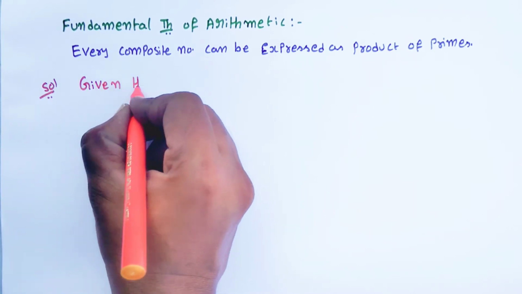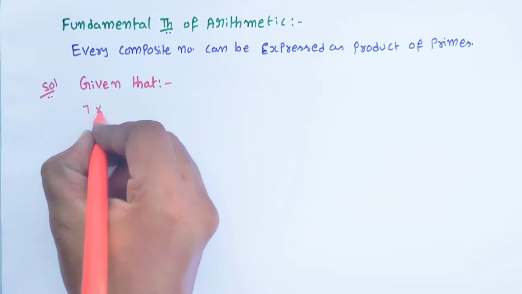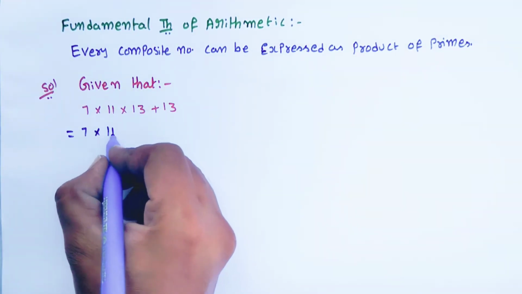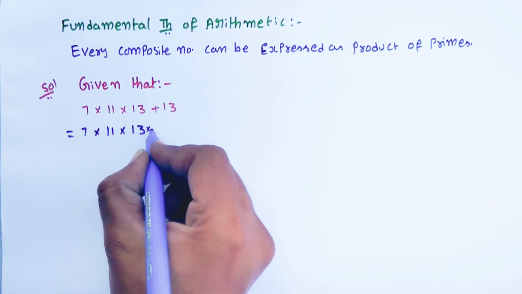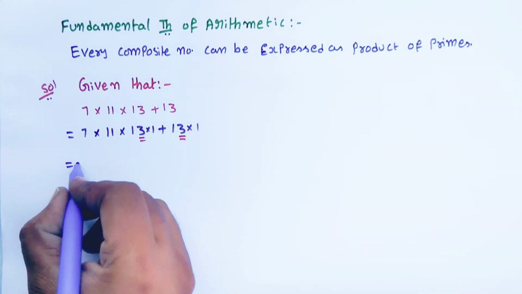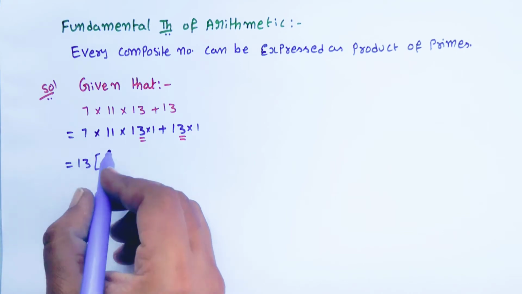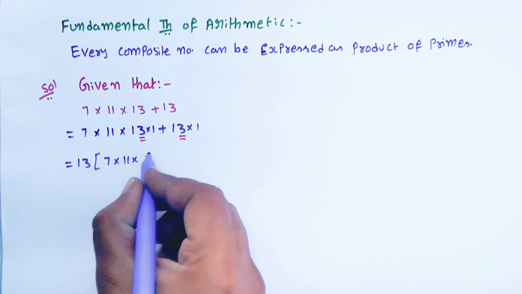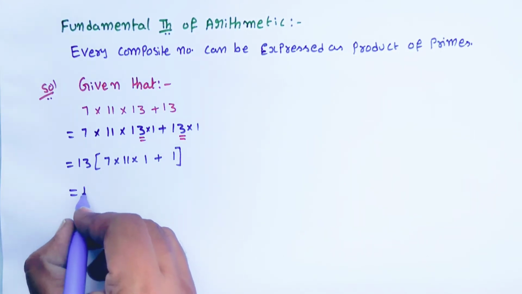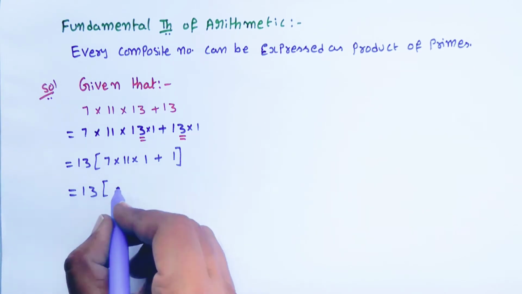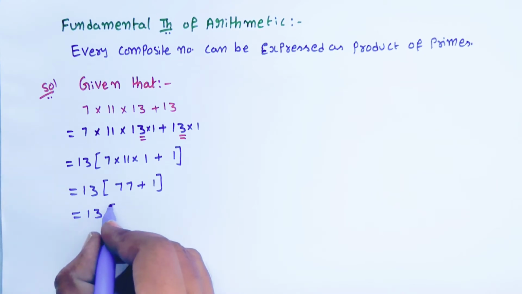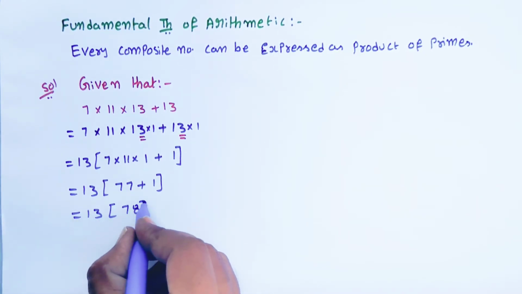So the given number is 7 into 11 into 13 plus 13. This can be written as 7 into 11 into 13 into 1 plus 13 into 1. Now in both terms take 13 outside. What remains in the first term is 7 into 11 into 1, and in the second term 1 is remaining. So 13 into 7 into 11 into 1 means 77, plus 1. So 13 bracket 77 plus 1 means 78.